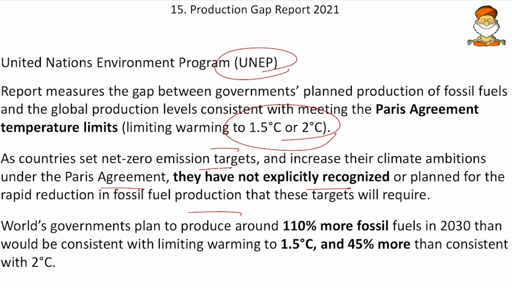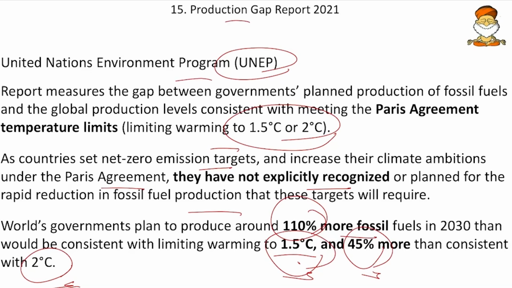Then the world's governments plan to produce around 110% more fossil fuels in 2030 than would be consistent with 1.5 degrees Celsius. So compared to what we have to produce to limit the temperature to 1.5 degrees Celsius, if we go with the current pace, we will end up producing 110% more, and 45% more than is consistent with 2 degrees Celsius. So again, if we are contemplating 2 degrees Celsius, that means we end up producing 45% more than required to limit the temperature to 2 degrees Celsius. So here friends, give importance to the reports and the organization, and also the gap which we are speaking of in all these statements. That is all about today.